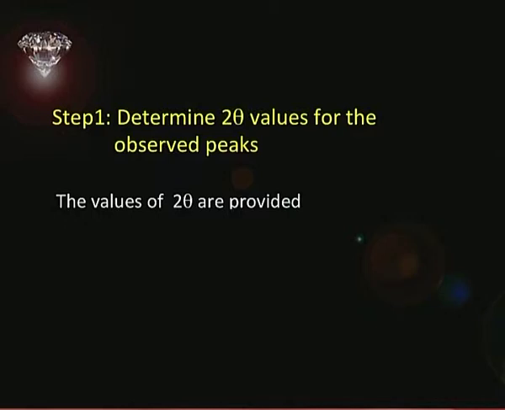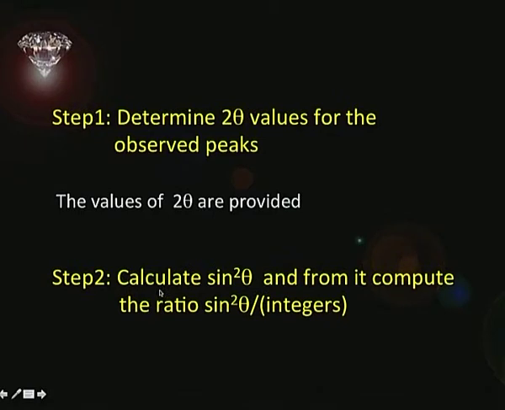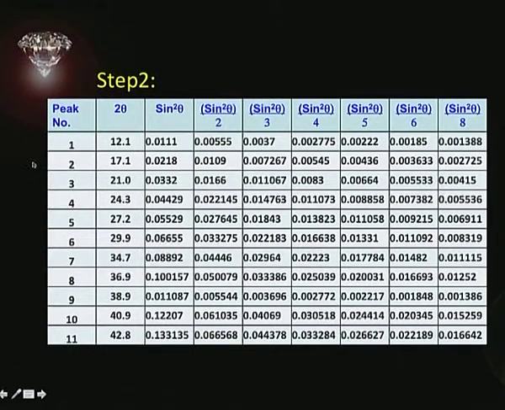Our step 1 was to determine the 2 theta values, which are provided to us, so we skip this one. Step 2 is to calculate sin square theta and from it compute the ratio of sin square theta by different integers. The data is given over here. These are my peak positions, corresponding to the 2 theta values. I divide that by 2, get the value of theta, take the sin square, and get the value of sin square theta. So, those are the values I get there. Thereafter, I compute sin square theta by 2, sin square theta by 3, 4, 6, 8 and so on. When I do that, I get certain data of this kind. That is my step 2.